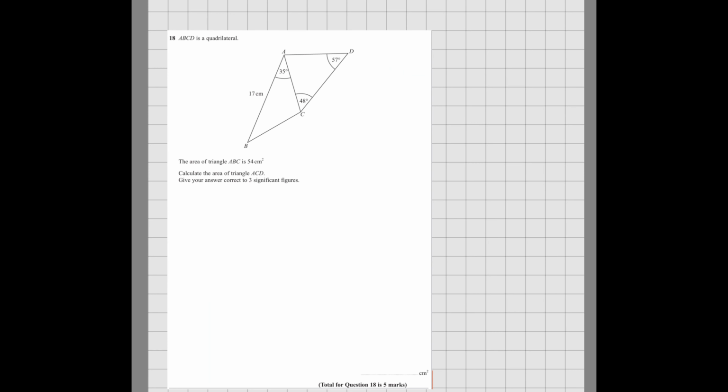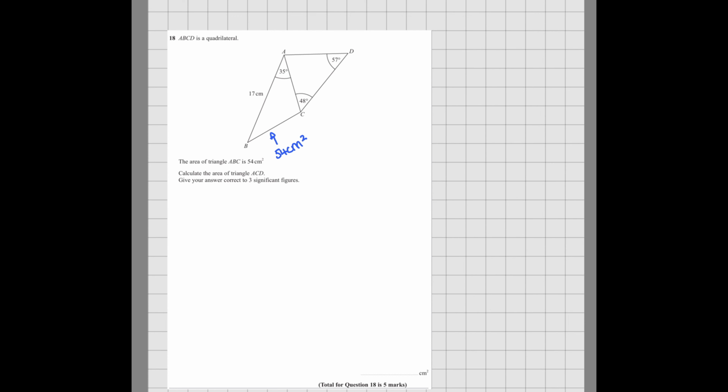Let's answer question 18 from the year 2024 Edexcel paper. So the area of triangle ABC is 54 centimeters squared, and we have to work out the area of triangle ACD. Right, we know that this triangle here has an area of 54 centimeters squared.